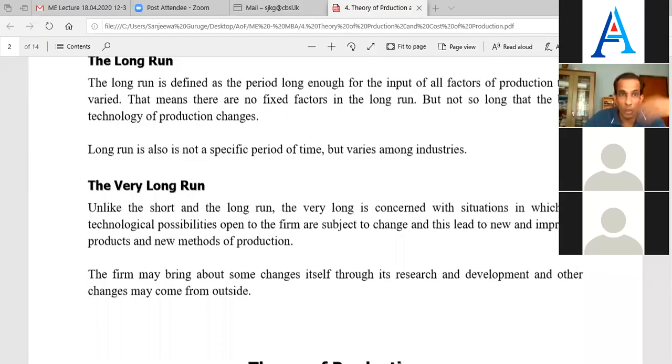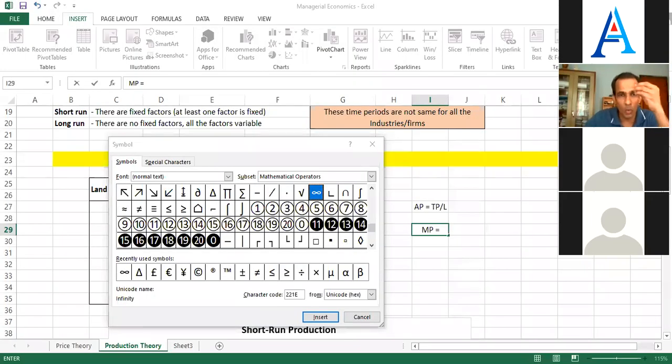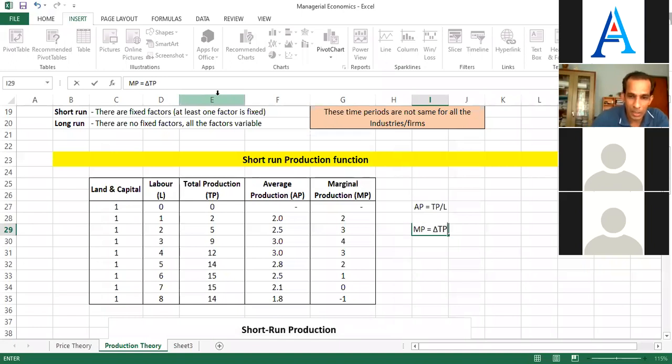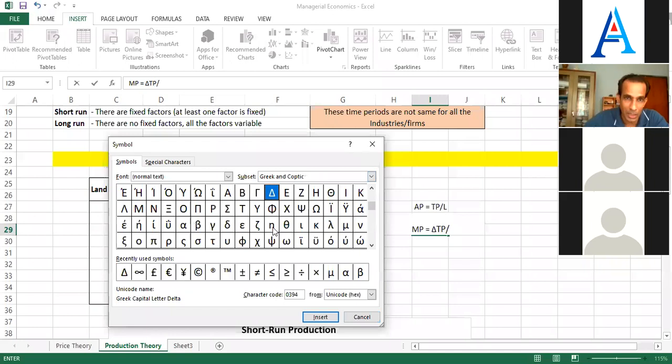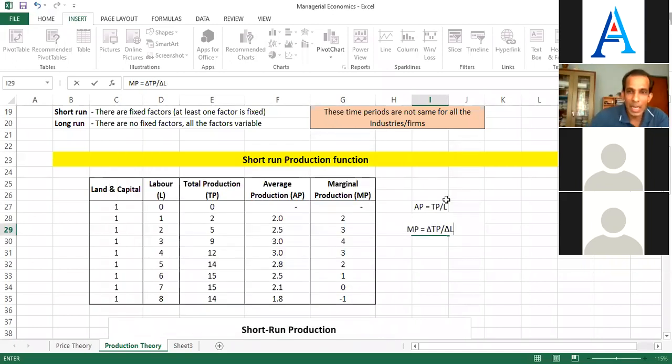Because the marginal concept we can use for all concepts, not only production, right? In mathematics, usually to denote the change we use delta, right? So the meaning is the change in total production. As you very correctly mentioned, the meaning of marginal production is the change in total production per unit change in labor, right?